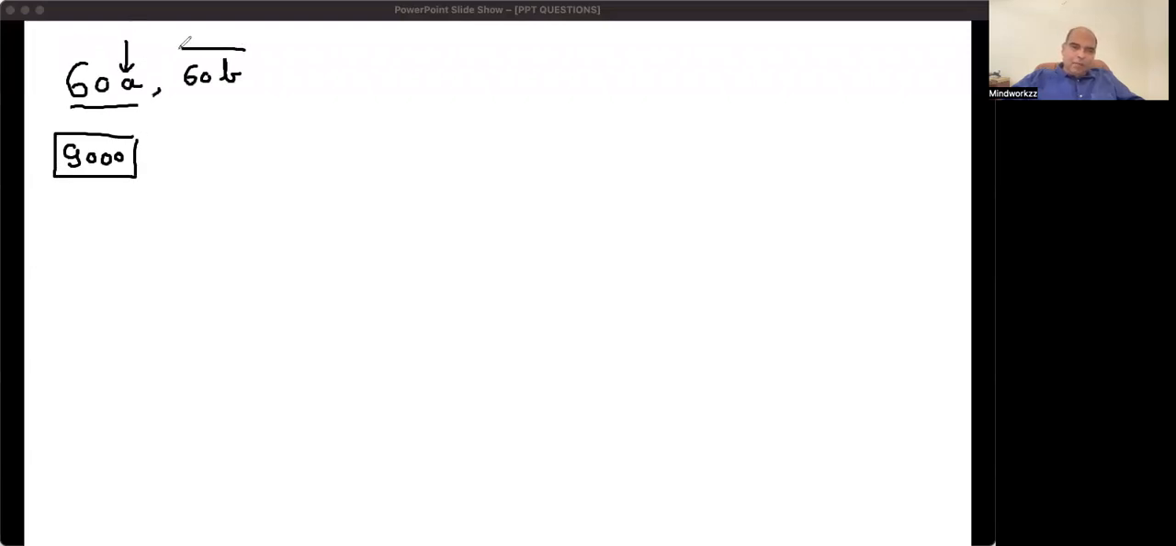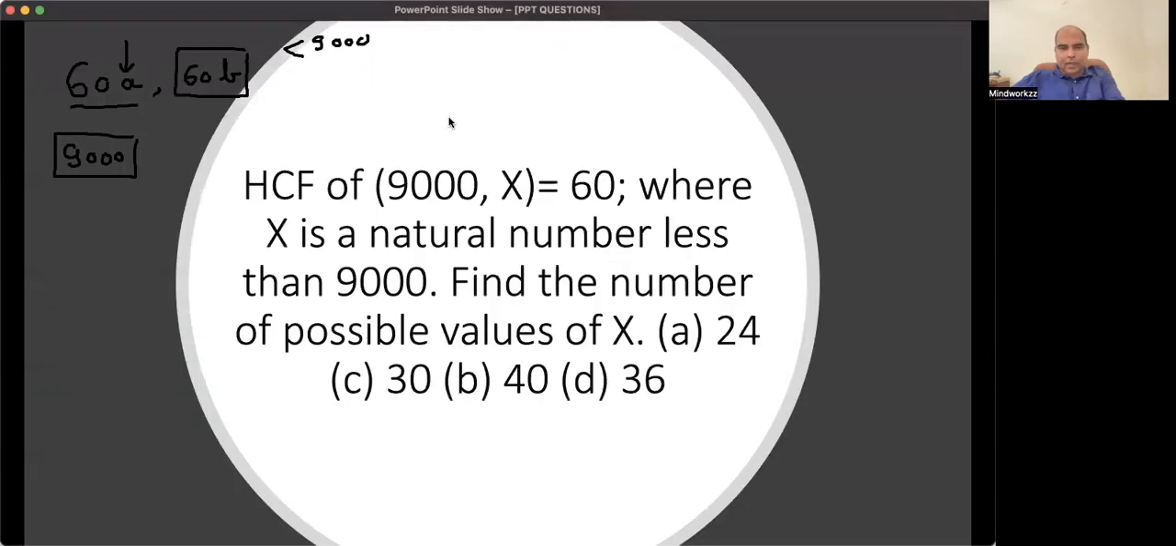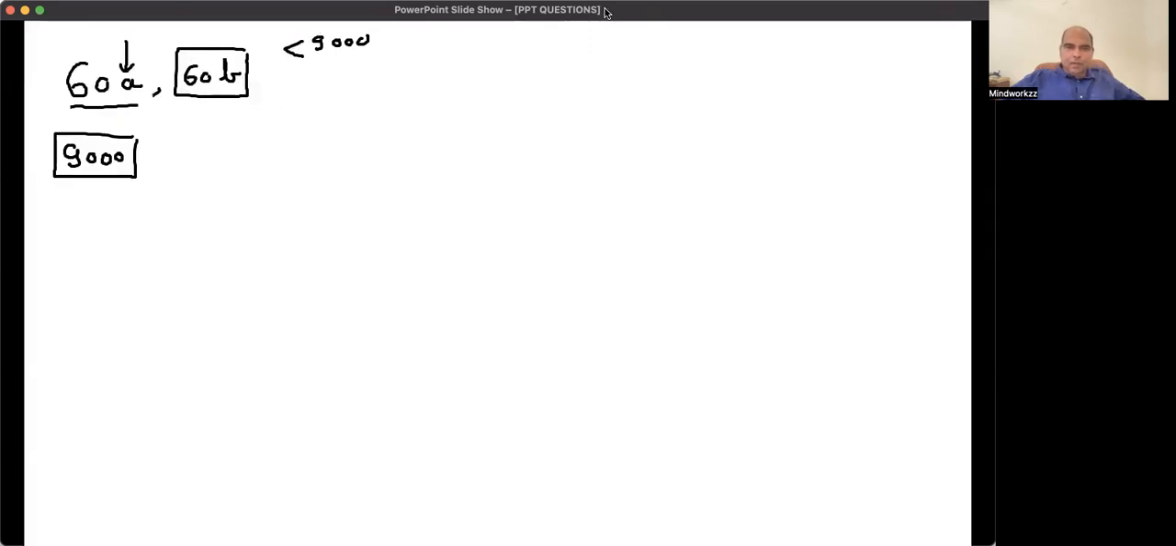And for the second number, we are told that the second number is less than 9,000. This was the second piece of information given to us. You can check that there. X is a natural number less than 9,000, right? So in this context, your first reaction has to be that the value of 60A being 9,000 basically means that the value of A is 150.